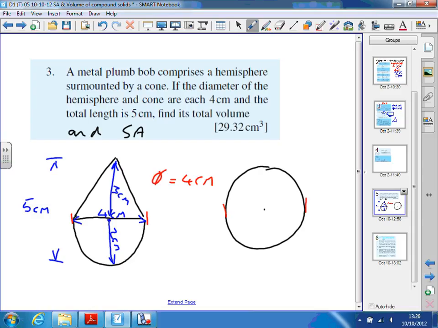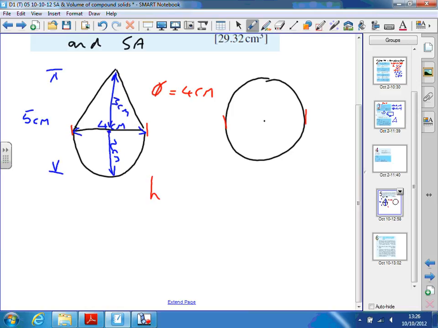The diameter of my circle on the hemisphere is 4, so the radius is 2. So in other words, I can write stuff down. I can write that the height of the cone, using a subscript, is 3 centimeters. And I know that the radius is 2 centimeters.